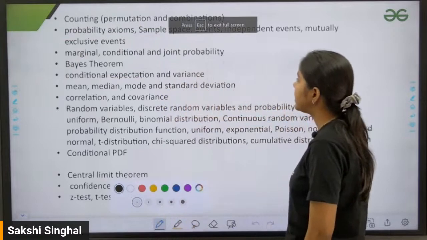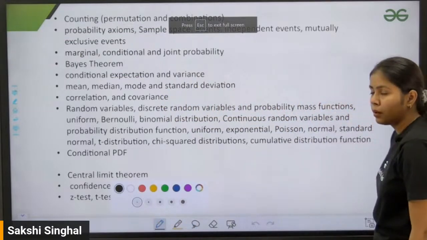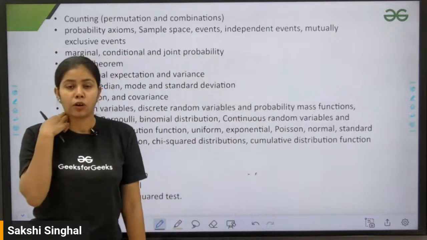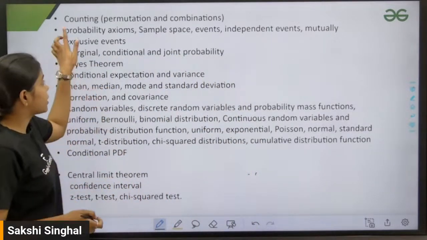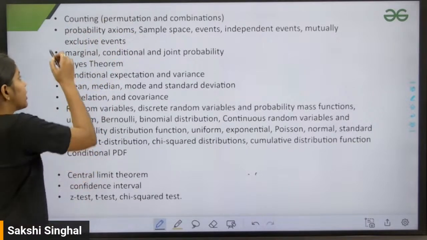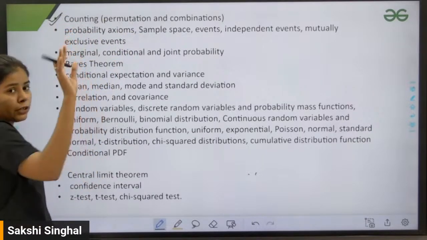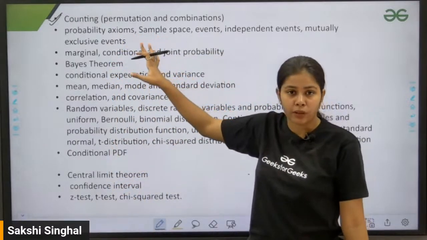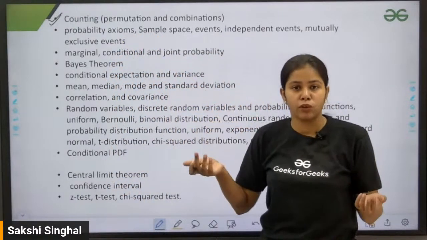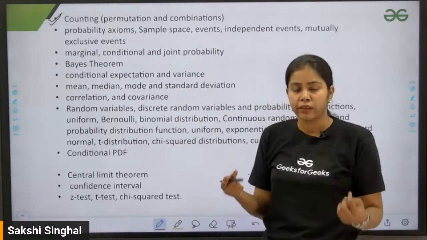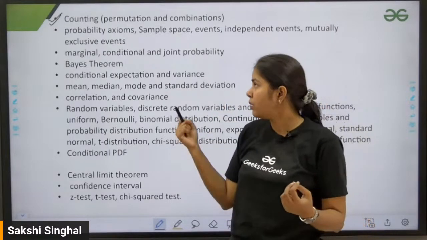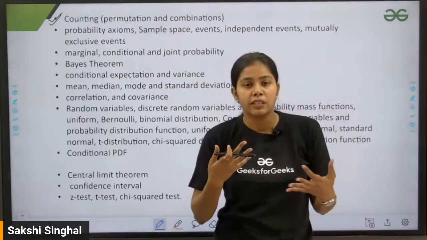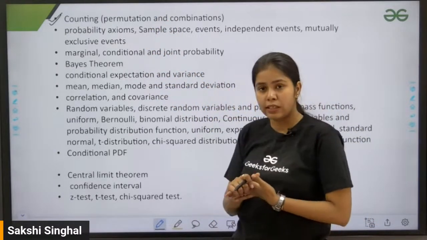If you see the syllabus of probability and statistics, these are the topics. First is counting, permutation, and combination. Computer science students have studied this topic in combinatorics. They have studied some more topics like inclusion-exclusion, generating functions, and the binomial theorem, but those are not required here. So we are going to discuss counting, permutation, and combination in this video.